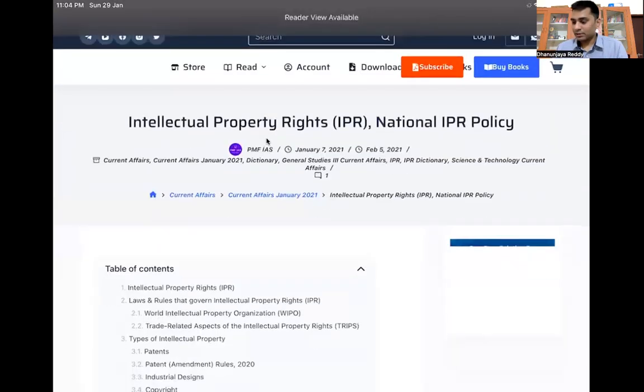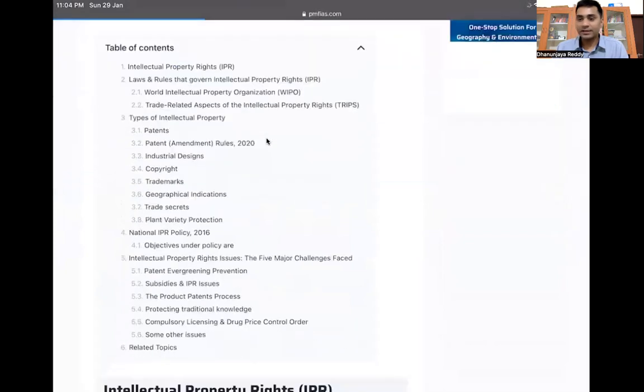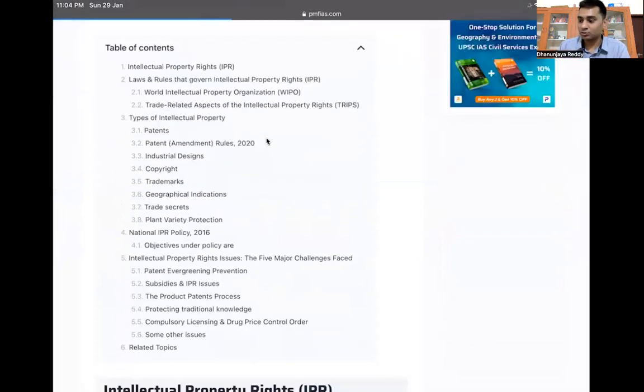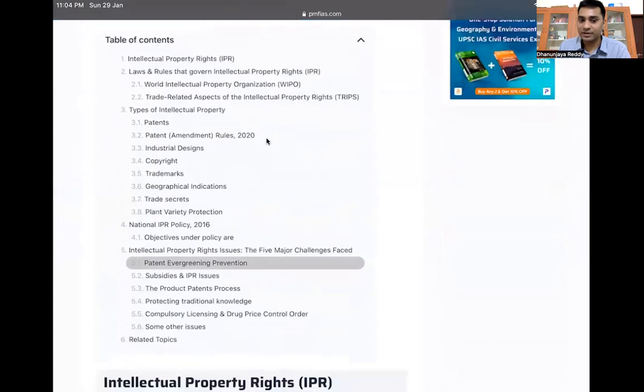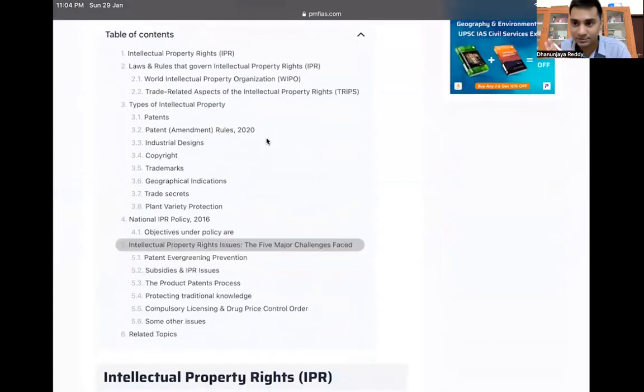Now look, the entire content of IPRs: intellectual property rights, definition, laws, rules governing them, types of intellectual property rights, national IPR policy, the issues of IPR, that is the question, right? The 5 major challenges of IPR. Here there are 1, 2, 3, 4, 5. That is the answer for this. Even if you are not buying that material, how to collect it: just type IPR UPSC, open some website. You can go to images, you can go directly to the website and you can see it.